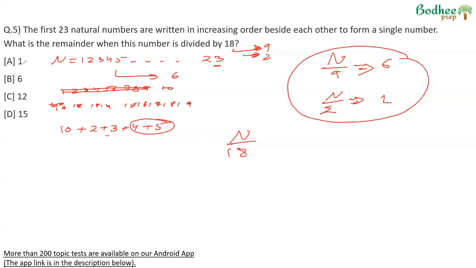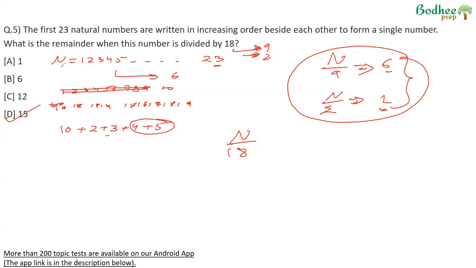If we look at the options, 1 divided by 9 gives a remainder of 1, 6 divided by 2 is a remainder of 0, 12 divided by 2 is a remainder of 0, so the answer becomes 15. Because 15 divided by 9, remainder is 6, and 15 divided by 2, remainder is 1, so both these conditions are satisfied. Hence D becomes the answer.